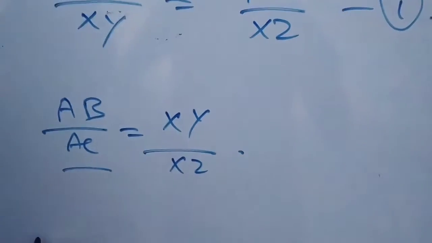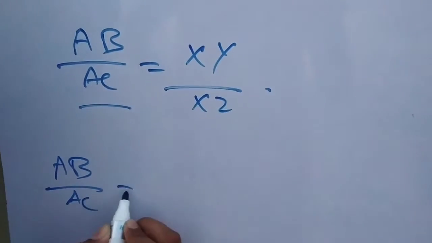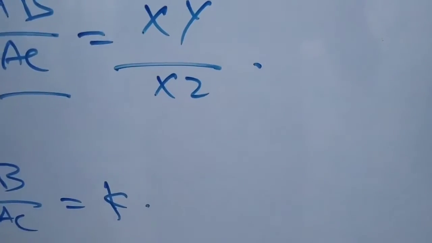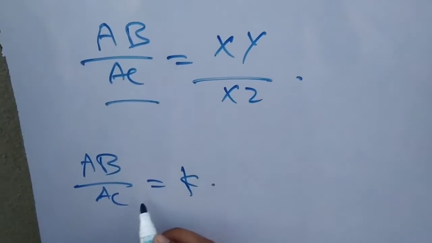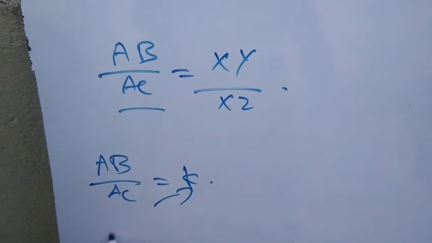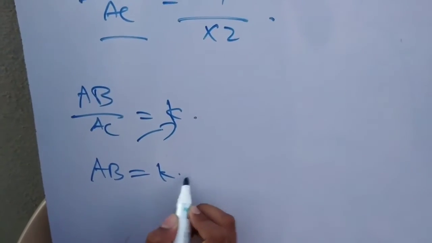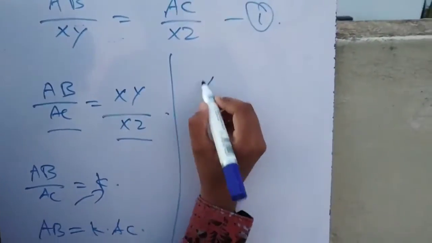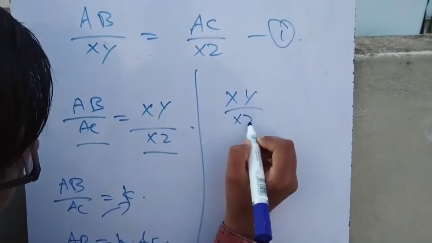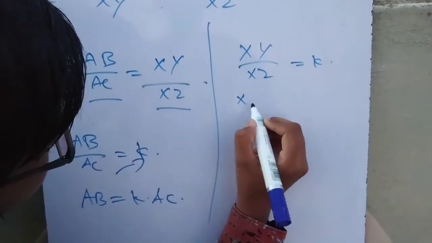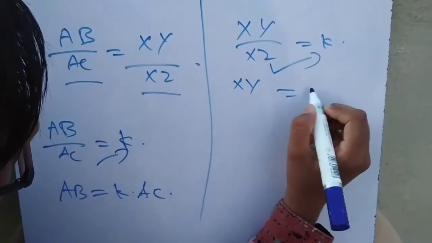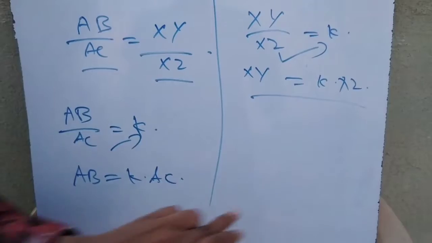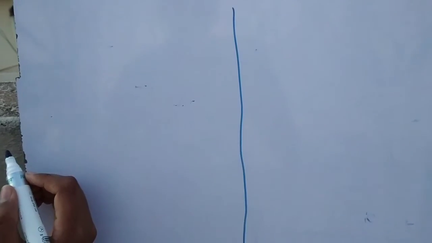So let's take this one. AB by AC is equal to, let it be K, meaning something constant. We have to do this sum in this method only, then only we can get the answer. So AB by AC is equal to K. Let's transpose this AC to this side. AB is equal to K times AC. In the same way, now take this one, XY by XZ, let it also be some K, and XY is definitely K times XZ. Okay, and this is AB is equal to K times AC, XY is equal to K times XZ.